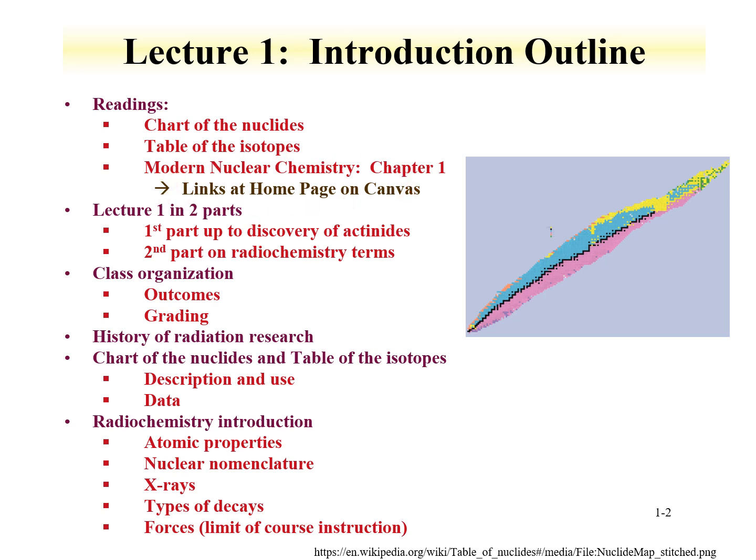Lecture 1 is divided into 2 parts. The first part goes up to the discovery of the actinides, and the second part focuses on radiochemistry terms. The first part, which is this lecture, covers the class organization, which will discuss outcomes and gradings, and then a history of radiation research. Lecture 2 will cover chart of the nuclides and table of the isotopes, and an introduction to the terms that are often used in radiochemistry.